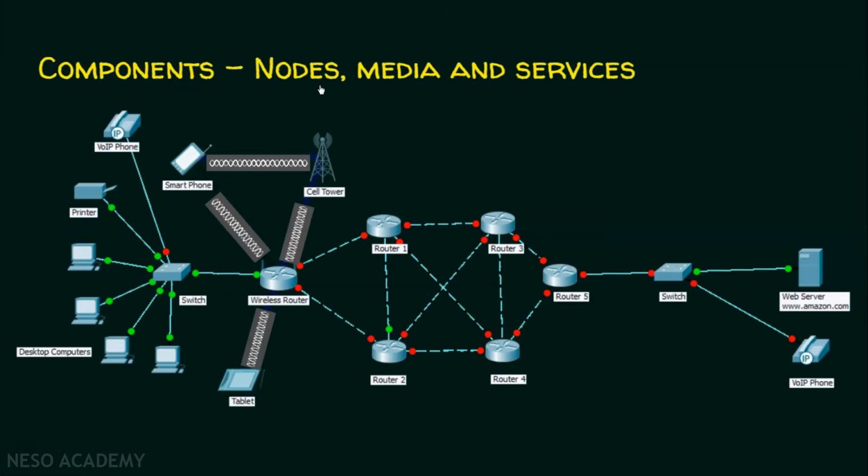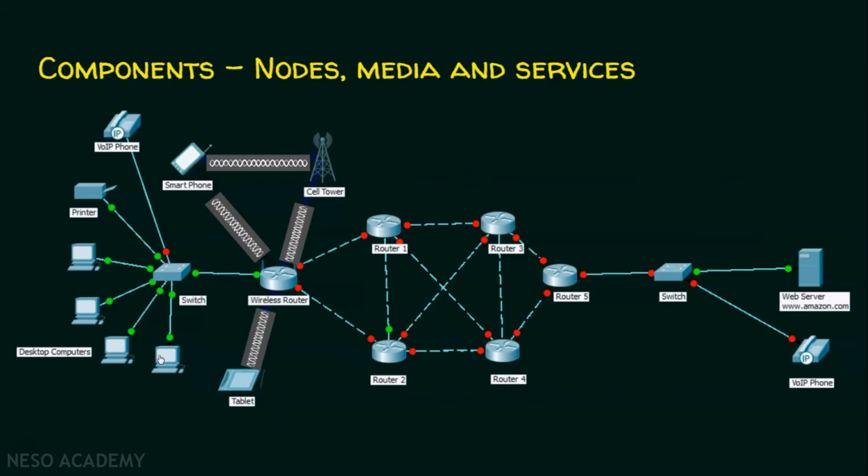We have already seen about nodes and media, and the last part here is the services. This scenario involves many kinds of services. Suppose this guy is sending some message to his friend through WhatsApp, so it uses instant messaging. And two people are talking over phone, so voice communication is happening. So voice communication is one of the services of computer network.